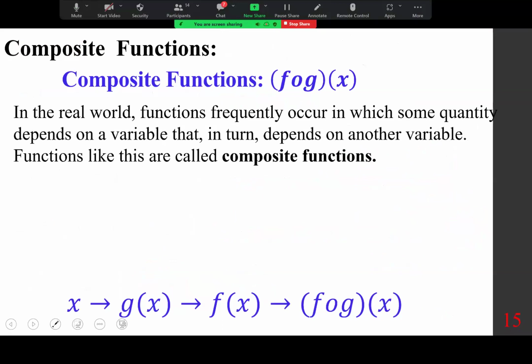Composite functions. Composite functions f of g of x. In the real world, functions frequently occur in which some quantity depends on a variable that in turn depends on another variable. Functions like this are called composite functions, everybody. So functions like this are called composite functions.